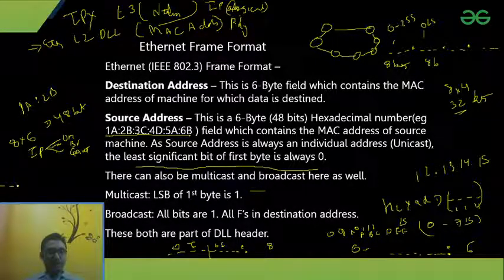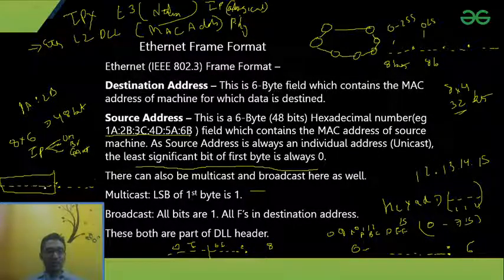I told you that this address is in the form of 4 bits and then 4 bits, total 8 bits, colon, followed by 8 bits, colon, 8 bits, like this. So the last bit of this first octet is always 0 in case of unicast. Now, for multicast, this LSB will always be 1. So if it is 0, it is unicast; if it is 1, it is multicast. And now broadcast: it is as simple and similar to the IP address. Everything is set to 1.